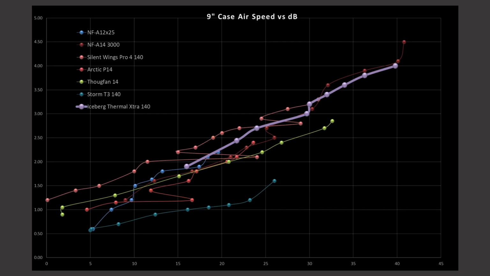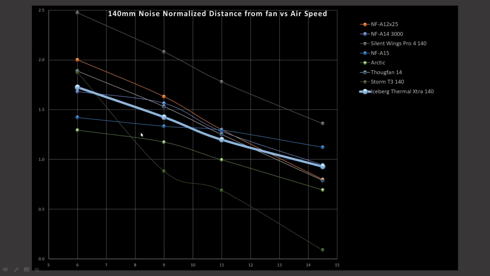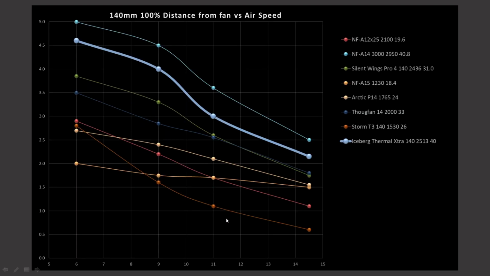Now, in this next graph, we're looking at the 9-inch mark of airspeed versus decibels. The 9-inch mark was chosen, let's jump back to a couple graphs, because like for the Storm T3, there's a big drop-off between the 6-inch and 9-inch mark. And then some fans will have an even steeper drop-off from 9 to 11. So it means as airspeed gets lower, my anemometer becomes less consistent at giving me good readings, which is why I would like to upgrade it through the help of viewers like you. So the 9-inch mark was chosen because it's the last point that I can get good consistent readings.